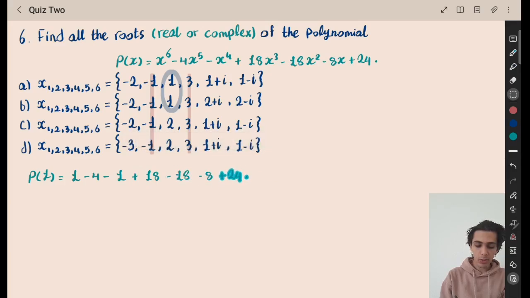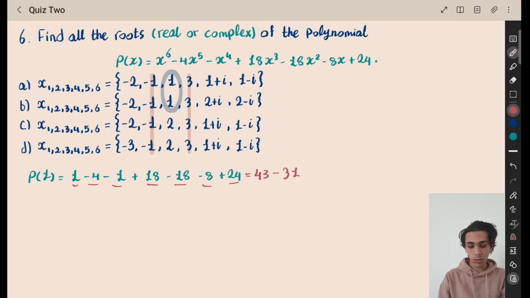And if we add these numbers up, what we get is the following. So 24 plus 18, that's 42. And then you add 1, that's 43. And then when you take away 18 and then take away 8, that's taking away 26, then 30, then 31. So clearly this is not equal to 0. So 1 is not a root.